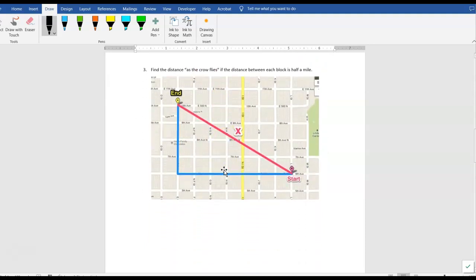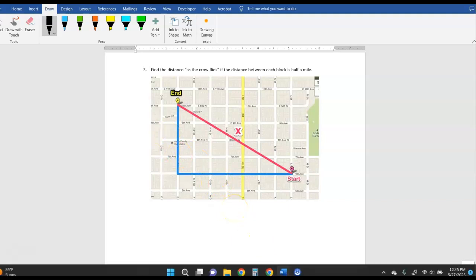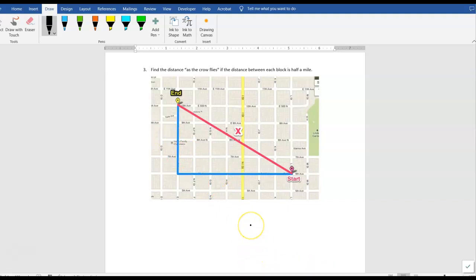Now, many times we talk about this idea of the distance between, as the crow flies, so the distance across rather than us driving in blocks. And it says each block is half a mile. Well, it doesn't say that we have to answer the question in terms of blocks or in terms of miles. So we can just count up here 1, 2, 3, 4, 5, 6. So we have 7 blocks. And then 1, 2, 3, and we have 4 blocks. And we can answer this question in terms of blocks.